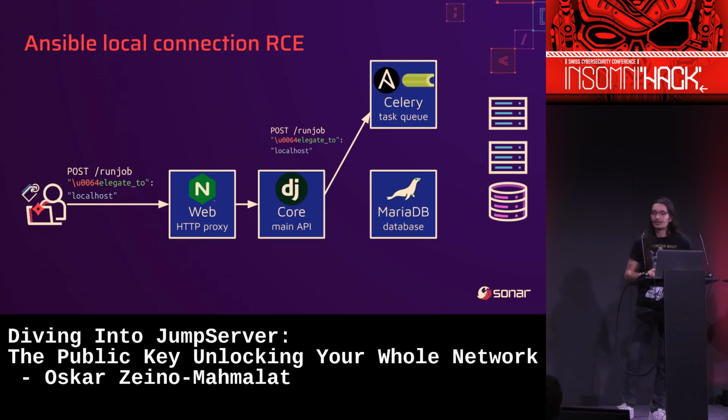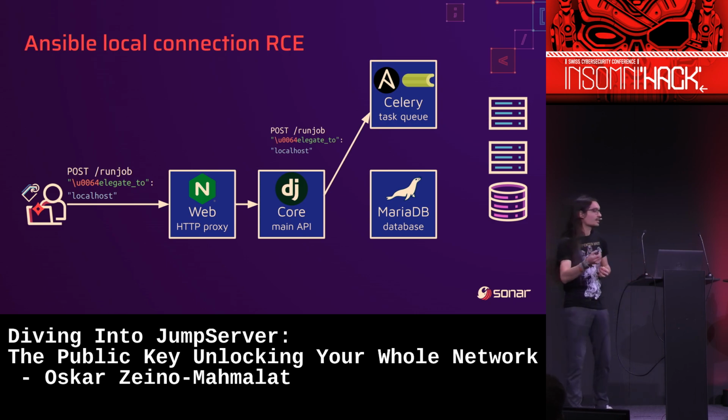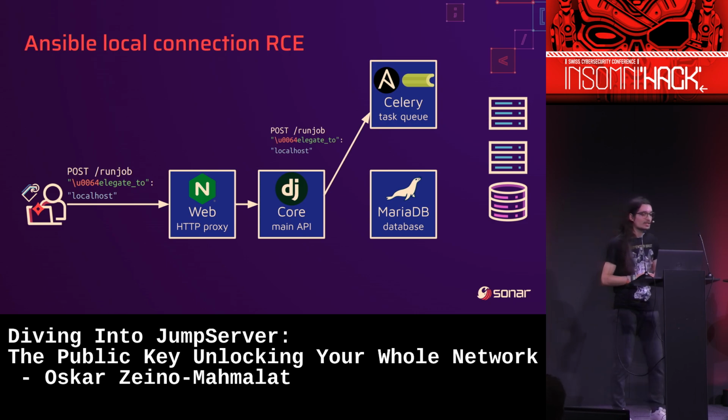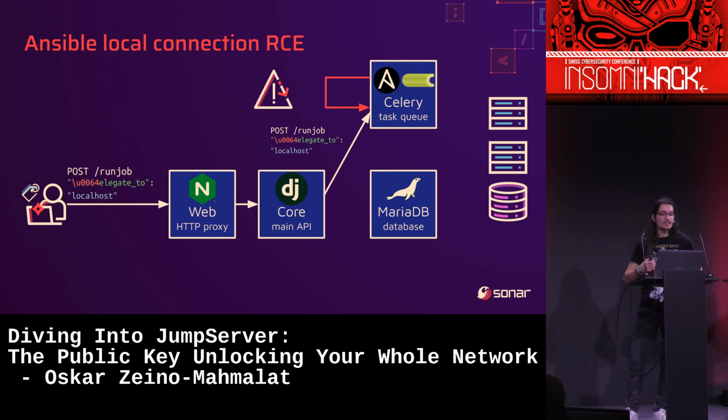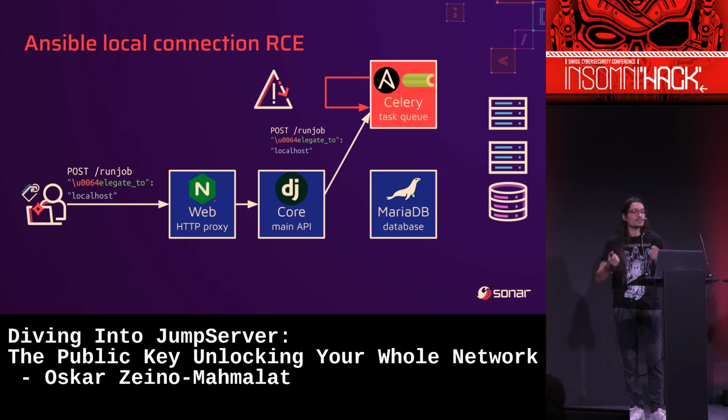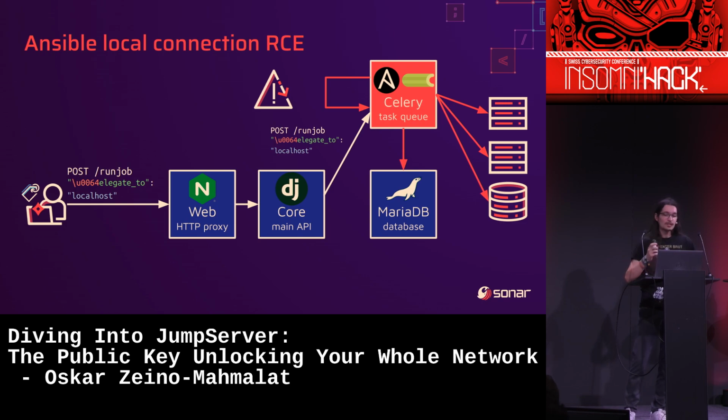So how does it look? We have the same setup again. The attacker has an authenticated session. They have access to at least one host, and they create this YAML file and post it to Celery. And this will lead Celery to execute on its own host instead of connecting to another server. And so now we can execute anything here again and do the same thing, like take over all the servers, read all the logs, something like this.